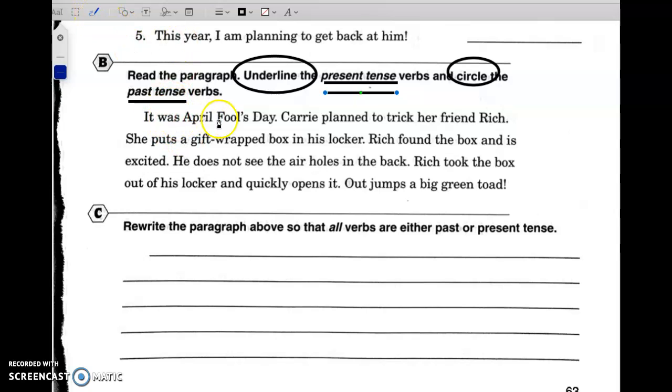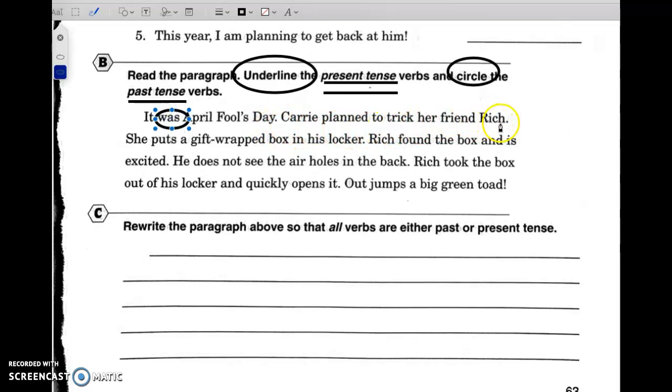Okay, it was April Fool's Day. Our subject-verb pair is it was. We need to decide if it's present tense or past tense. Was. Today it is, yesterday it was. So that must be past tense. Look over here: circle the past tense verbs. So we need to circle that.